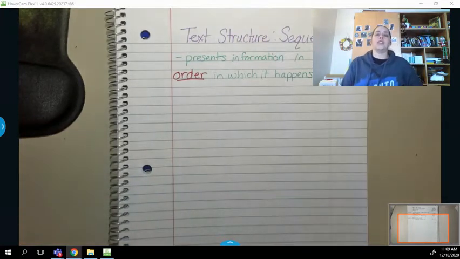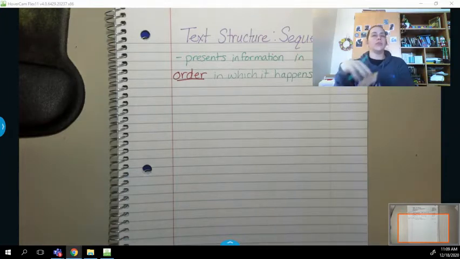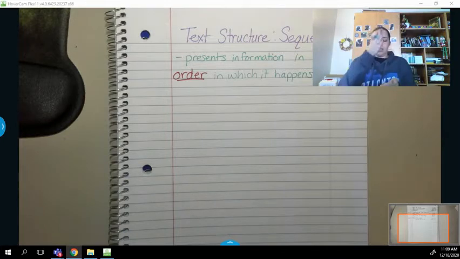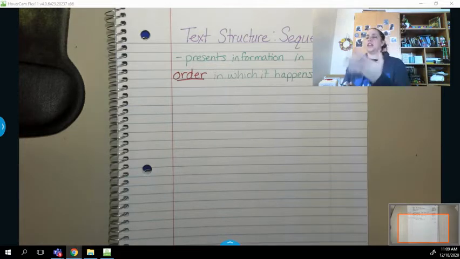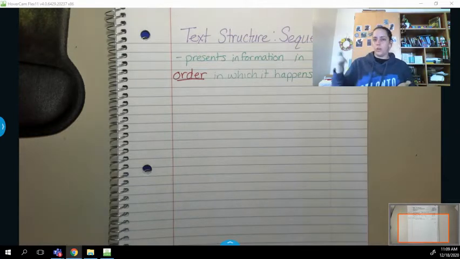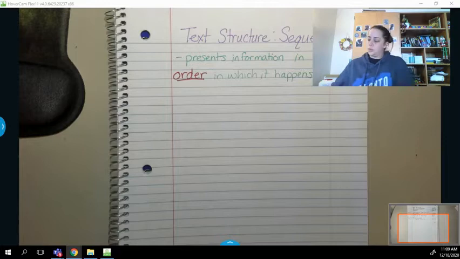This is our second official text structure version. So the first one we had was descriptive, where we're describing all kinds of things. This one, sequential, is where it's like this happened, then this happened. First I got up, then I brushed my teeth. Next I got dressed, then I drove to work. This is the order in which things happen when I wake up in the morning.